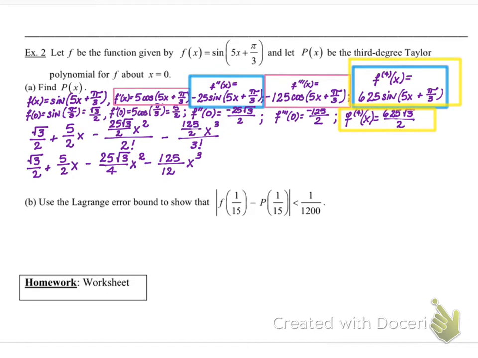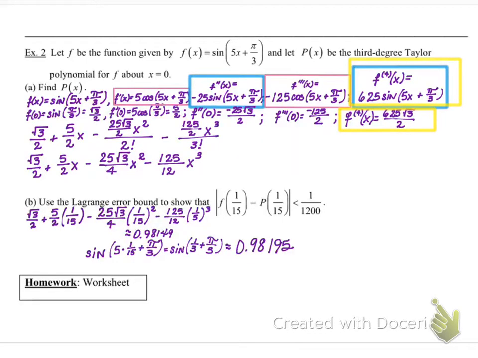So now we've used Lagrange error bound to show that the absolute value of f of 1/15th minus p of 1/15th is less than 1/1200th. So here we're trying to find the Lagrange error bound to show that the absolute value of the difference between the actual function value and the value of that Taylor polynomial at 1/15th is less than 1/1200th.